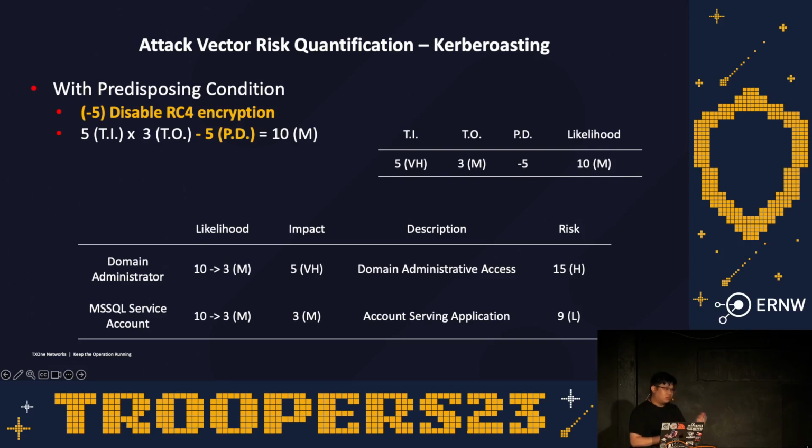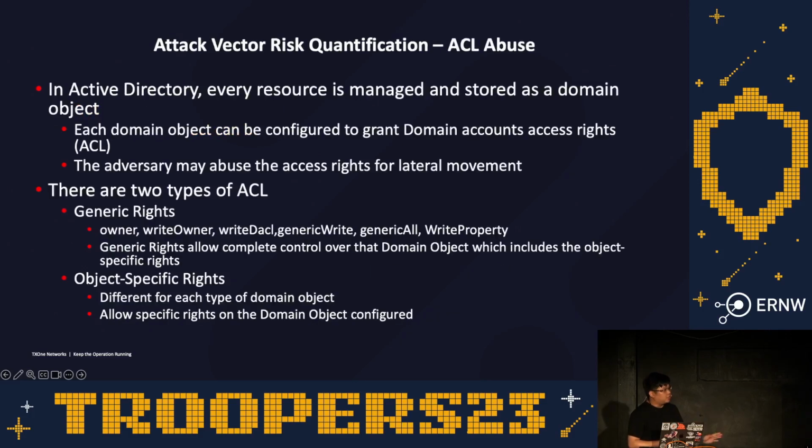The second one is more complicated, because we usually see ACL abuse issues once we compromise a domain. In the domain, every resource is an object, and they have access control lists in their environment. Basically, there are 2 types of ACL: one is generic right, and the other is object-specific right, for example WriteOwner, WriteDACL, GenericAll, GenericWrite. We will base on this to calculate the risk for the ACL abuse technique.